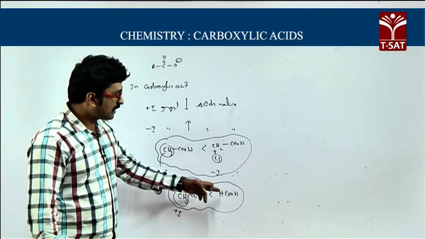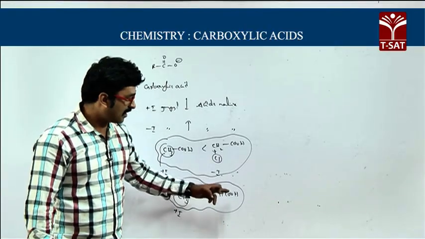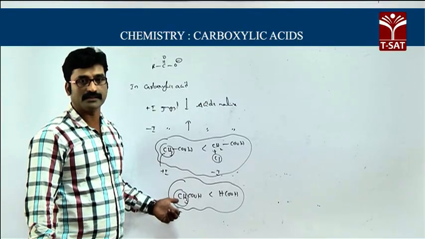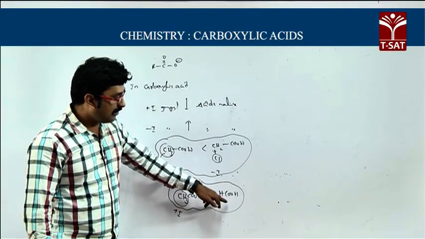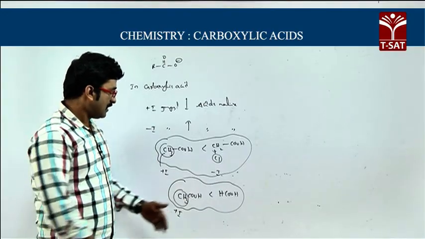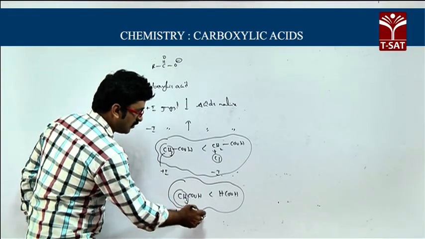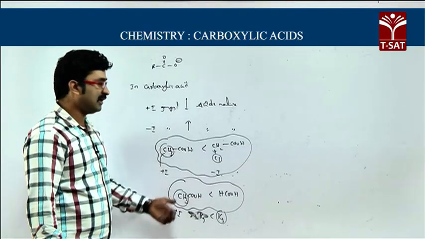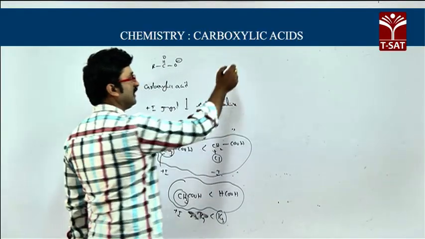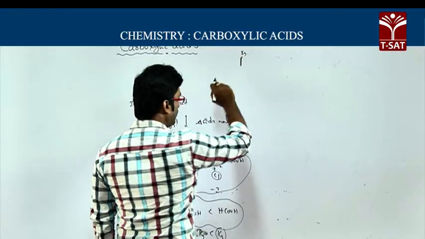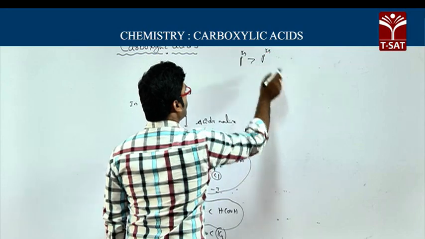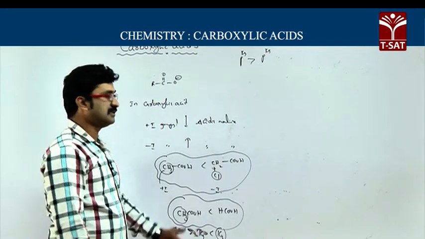It means the Ka value of formic acid is more than the Ka value of what? Acetic acid. Now here I said Ka is more: Ka is more for formic acid than Ka of acetic acid. When it comes to pKa, the pKa of acetic acid is more than the pKa of what? Formic acid. This is very important.